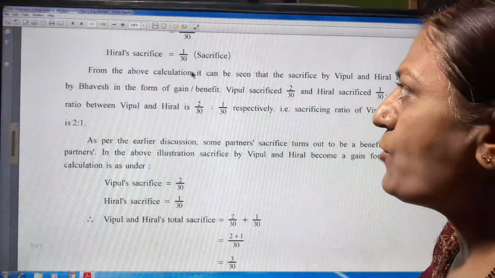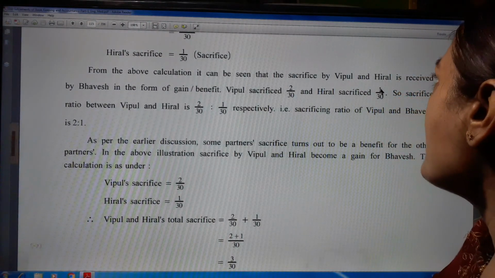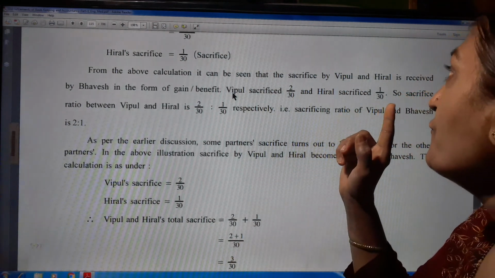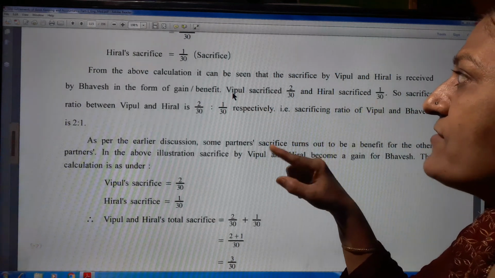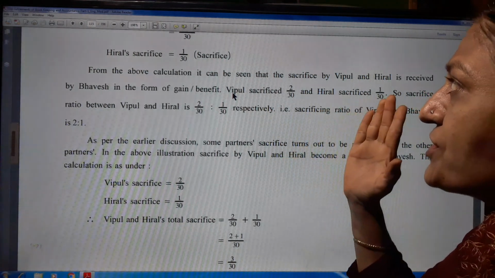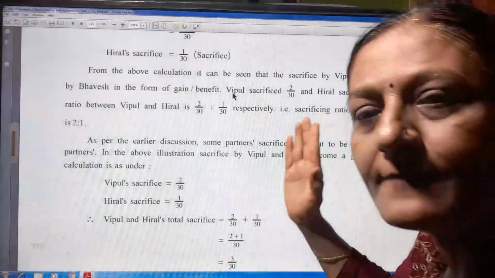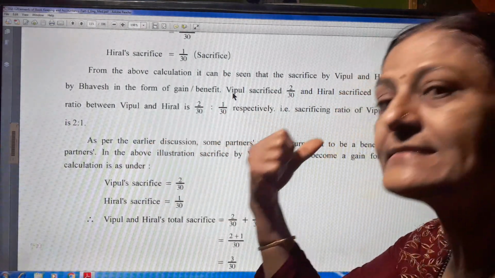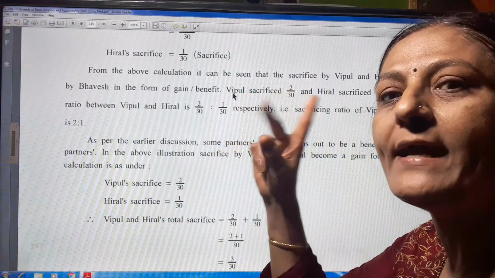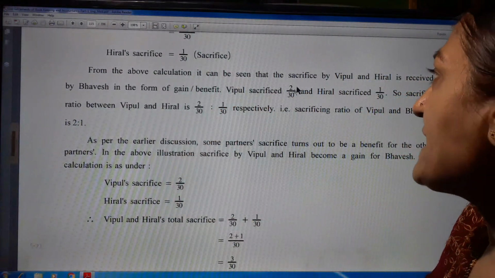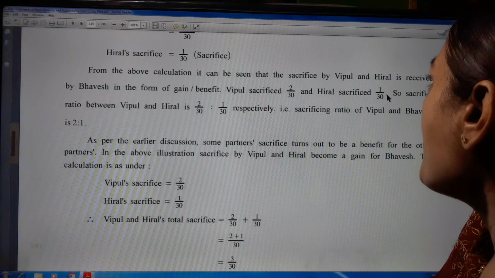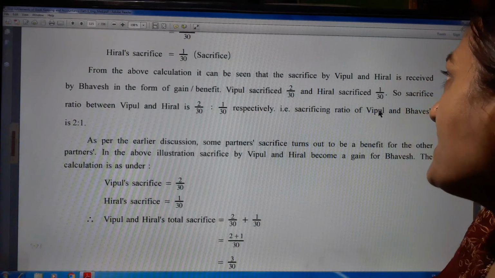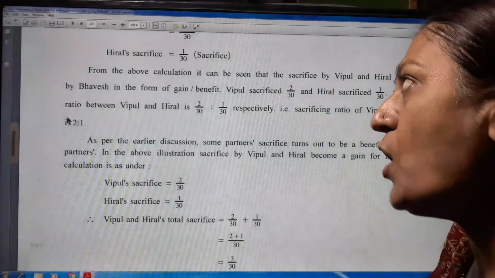Now from the above calculation it can be seen that the sacrifice by Vipul and Hiral is received by Bhavesh in the form of gain benefit. Vipul and Hiral give the sacrifice and Bhavesh receives the gain from these two partners. So, Vipul's sacrifice is 2/30 and Hiral's sacrifice is 1/30. So, the sacrificing ratio between Vipul and Hiral is 2:1.